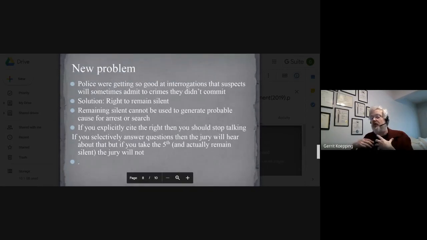Now, again, one of the emerging problems is that police interrogations are getting awfully good. And as the police get more sophisticated, they often can, interestingly enough, get people to admit to crimes they didn't actually commit. So how do you deal with that?